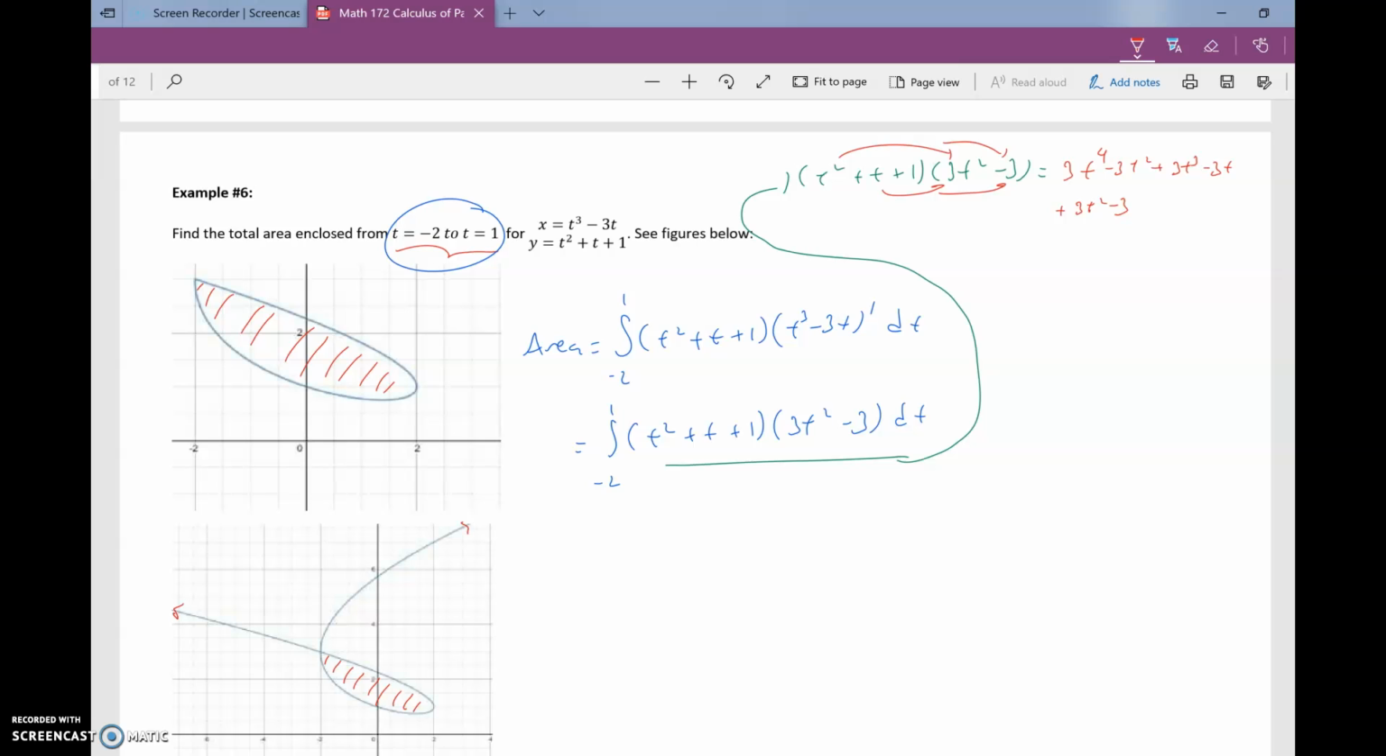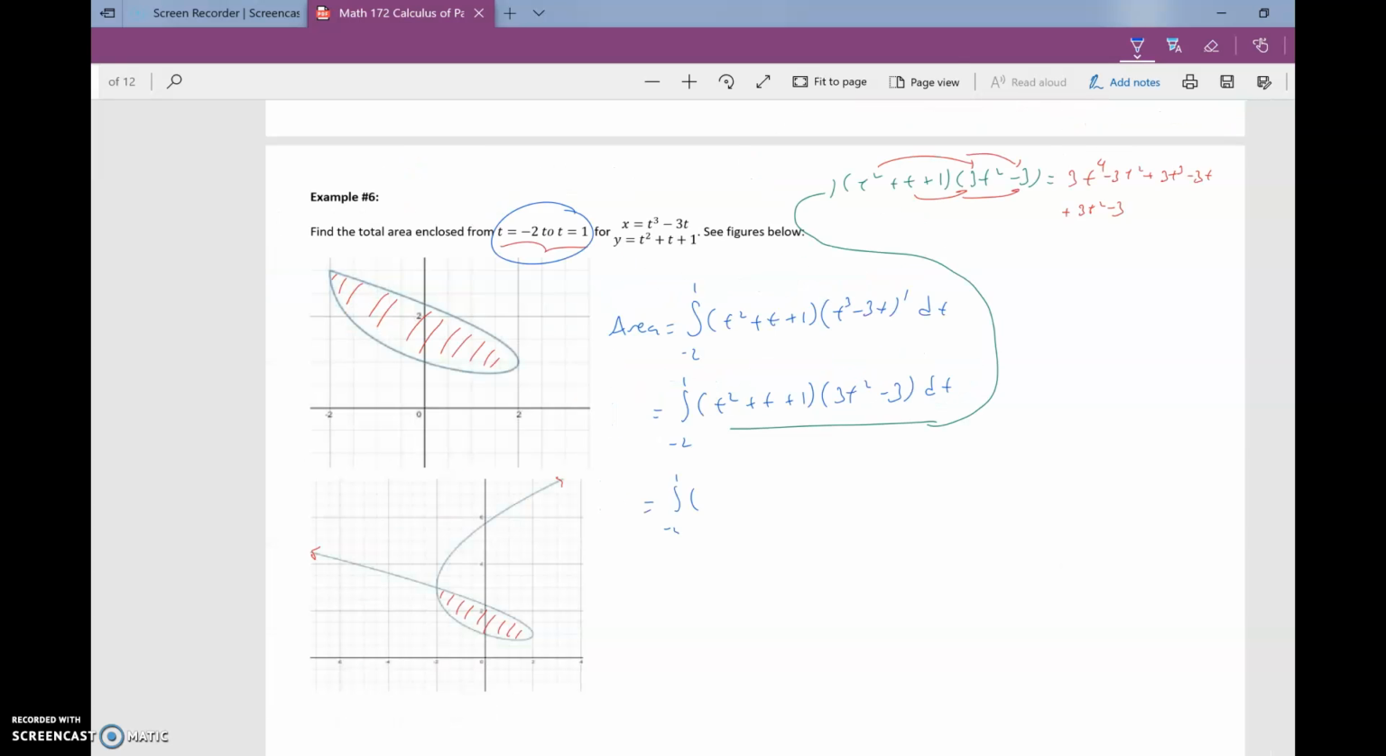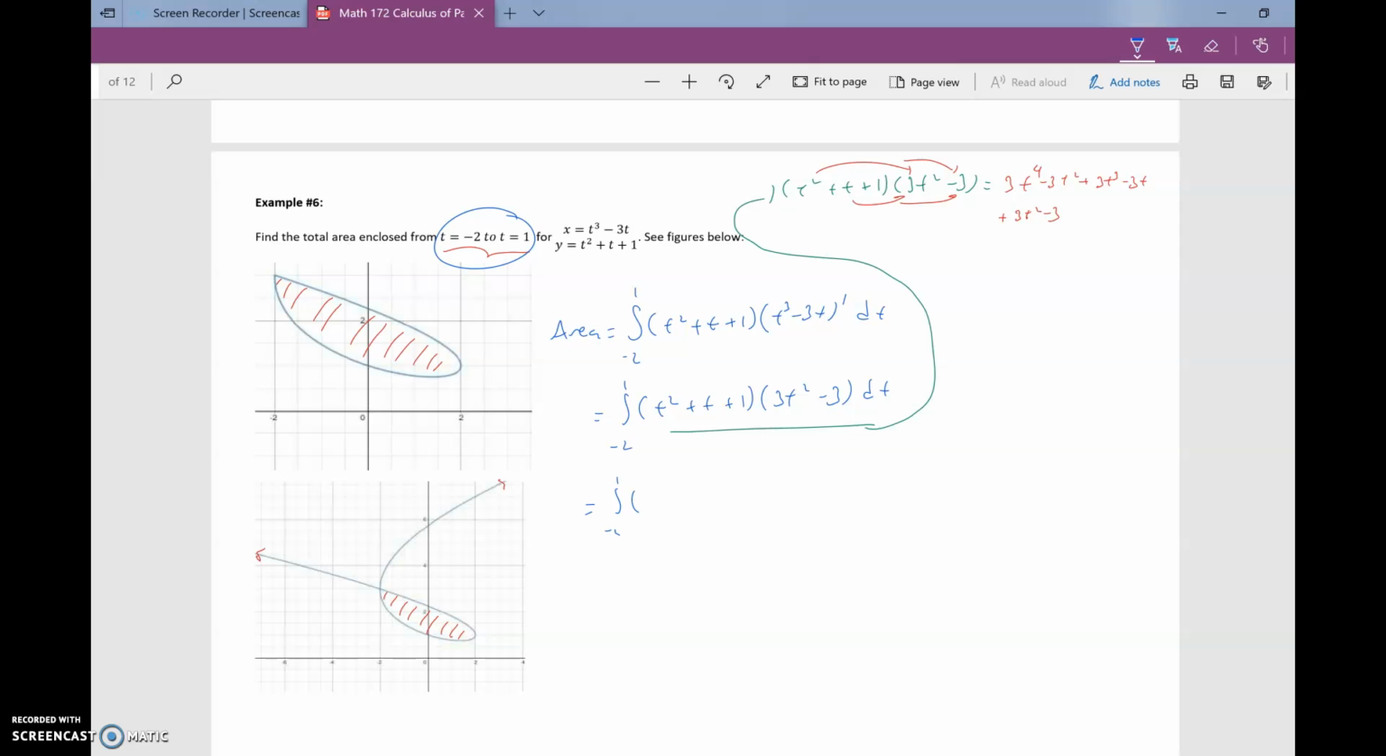Okay, let me collect like terms, and let me double check. So 3t to the fourth minus 3t squared plus 3t cubed minus 3t, and 3t squared minus 3. So let me rewrite the integral simplified. This is negative 2 to 1. The highest term is going to be 3t to the fourth.